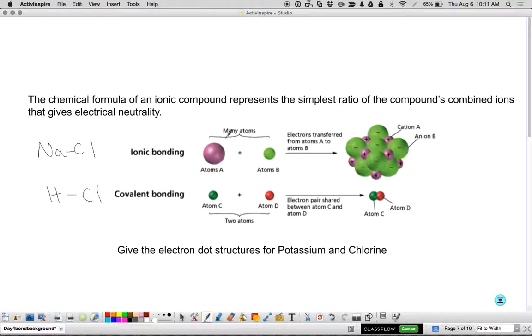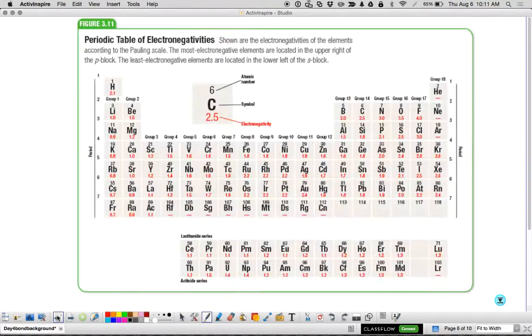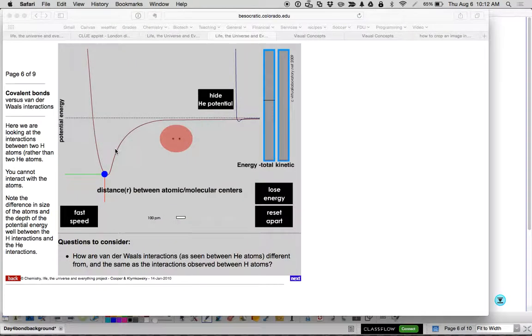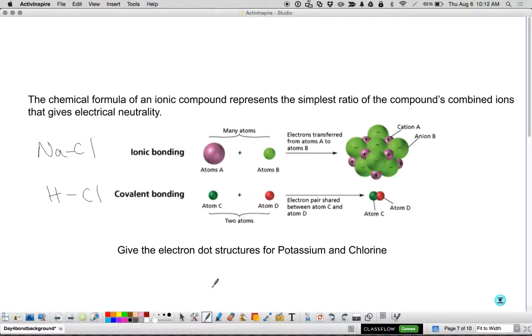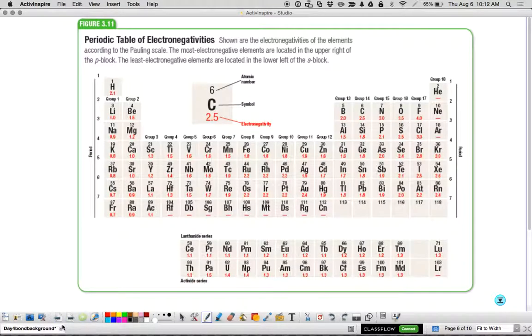Okay, so let's give electron dot structures for potassium and chlorine. If we go look at the periodic table for potassium, we know that it wants to give up one electron. It has one valence electron. So that's going to be potassium with one valence electron, and chlorine has 7 valence electrons, right? Cl has 7 valence electrons.